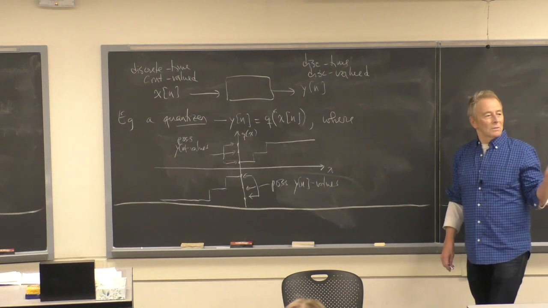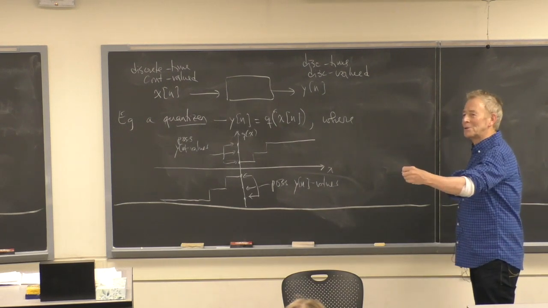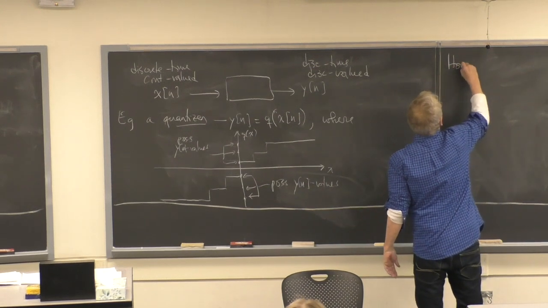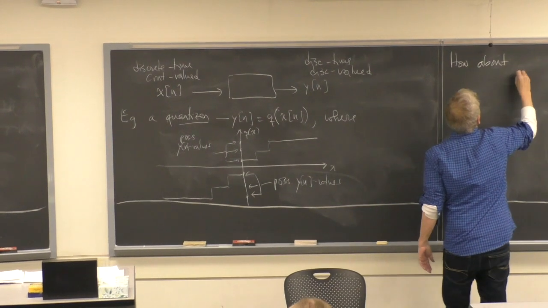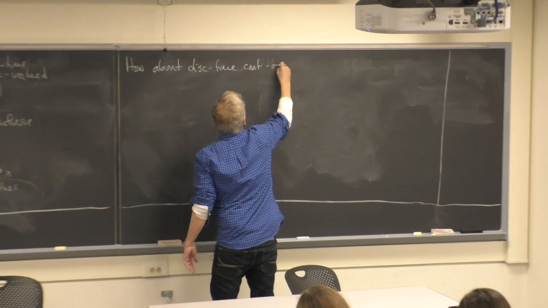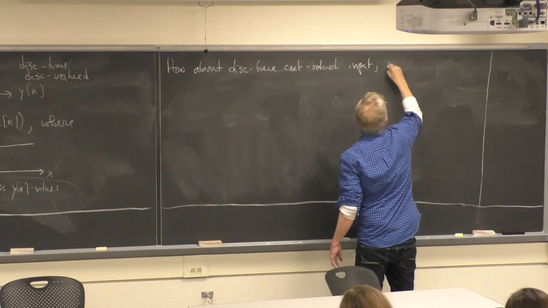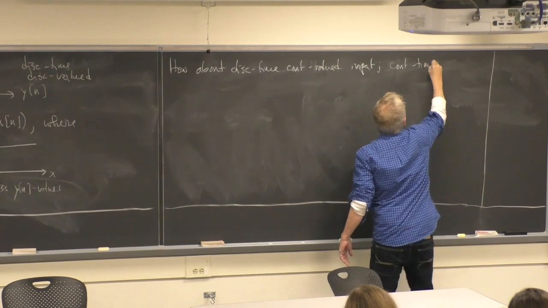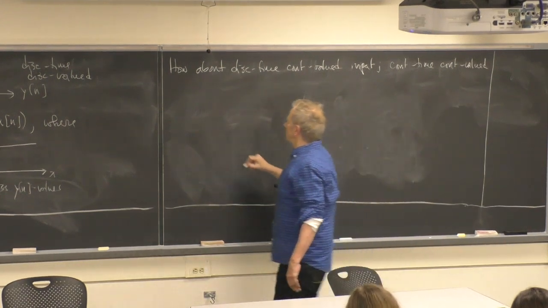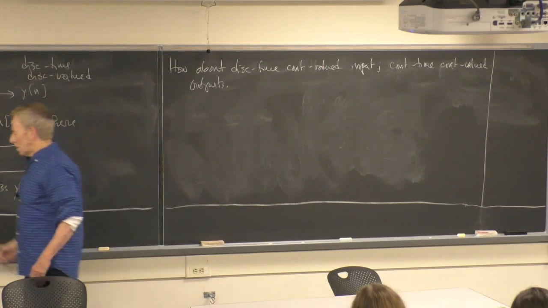Now let's talk about discrete time, continuous valued going to continuous time, continuous valued. So how about discrete time, continuous valued inputs, and continuous time, continuous valued outputs. OK, so what is this kind of a system?